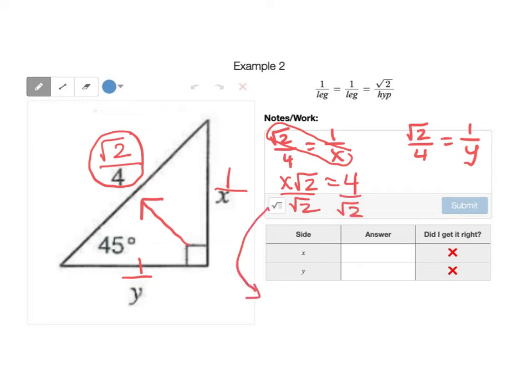Ran out of space. So when you divide by root 2, you have a couple choices. You can leave your answer as 4 over root 2. Okay, in upper level math, that would be fine. Or you can do what's called rationalizing the denominator.